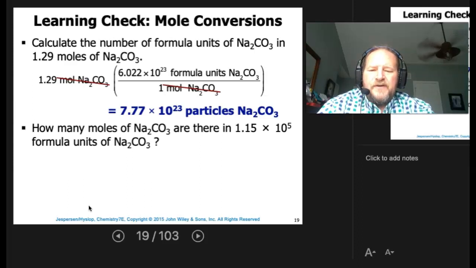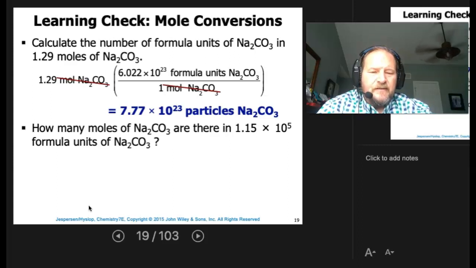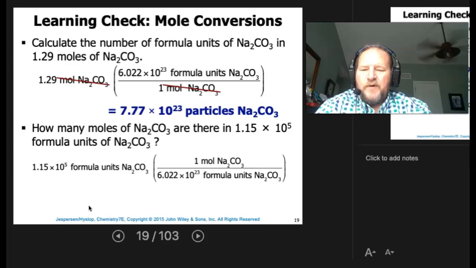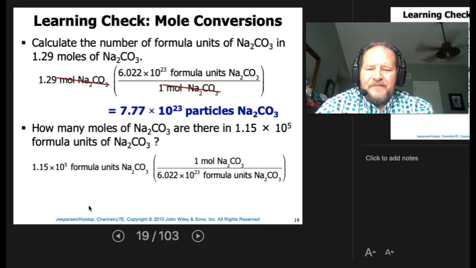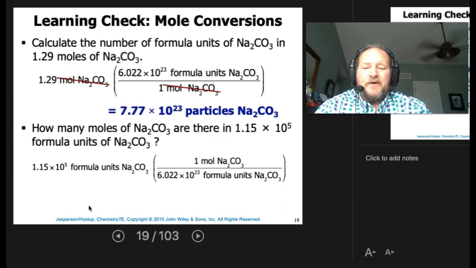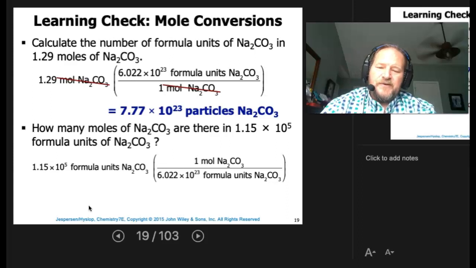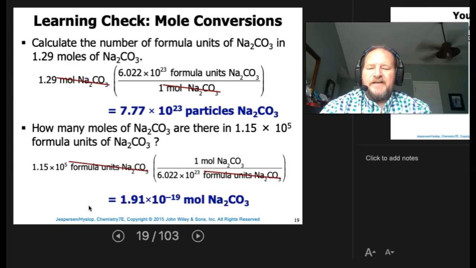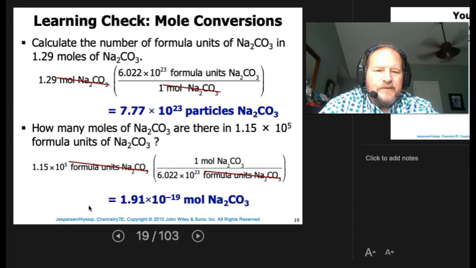How many moles of sodium carbonate are there in 1.15 times 10 to the 5 formula units of sodium carbonate? So again, we'll start with what we're given, 1.15 times 10 to the 5, and we'll divide that now by the number of particles. That way our formula units will cancel out, and we'll be left in moles. And that's going to be 1.91 times 10 to the negative 19 moles.